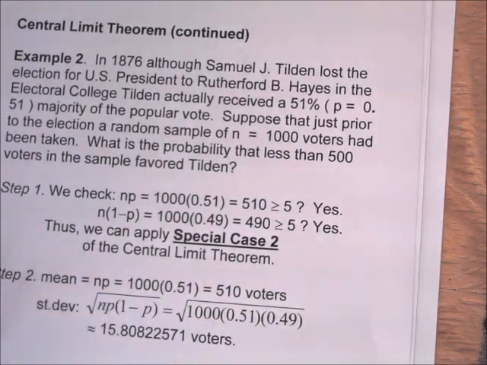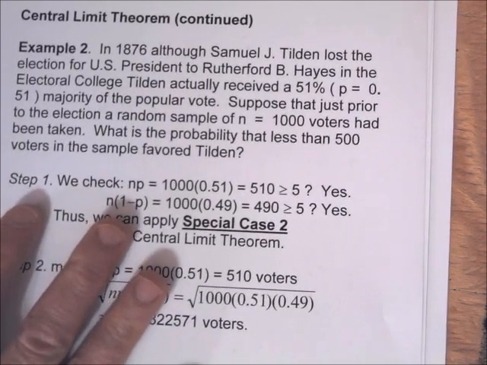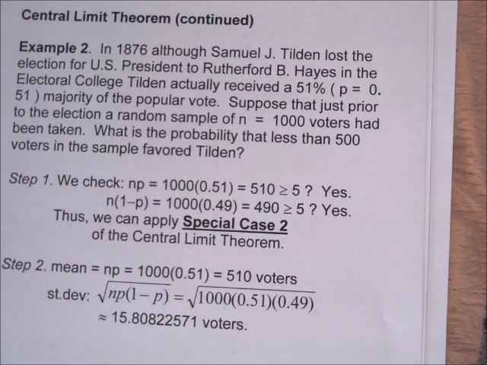Okay, example 2. In 1876, Samuel Tilden lost the election for U.S. President to Rutherford B. Hayes in the Electoral College. Tilden actually received 51% of the popular vote, a majority. And that's happened in recent years too, on several occasions, where the candidate that received the majority of the votes actually lost the vote in the Electoral College. That's just because of the way our voting system is set up.